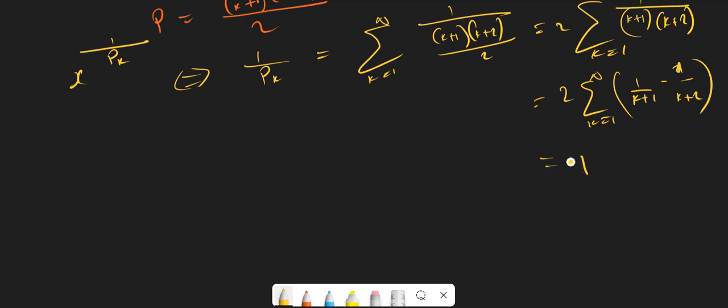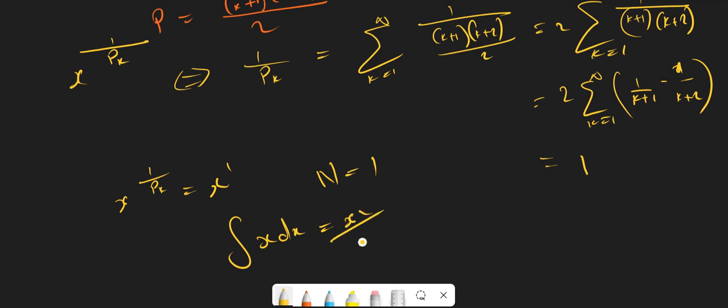You're going to end up with 1 as a final answer. So basically, you have x to the power of 1 over p sub k, which is x to the 1. So in this case, n equals 1. So our integral is x dx, which is x squared over 2.